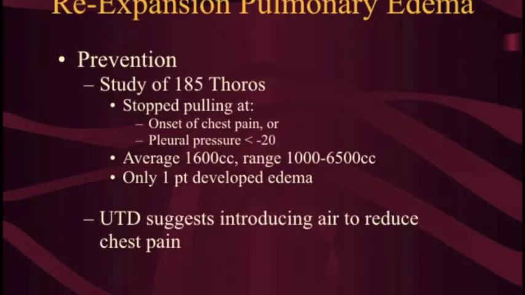How do you prevent that? There was a study where they did 185 thoracenteses and they stopped pulling either at the onset of chest pain or when the pleural pressure got to negative 20. So negative 20 would be right in the middle there on the y-axis. I've never seen a manometer to measure pleural pressure. I know they exist because they did the study here. I've never seen one. There's not one in a standard thoracentesis kit.